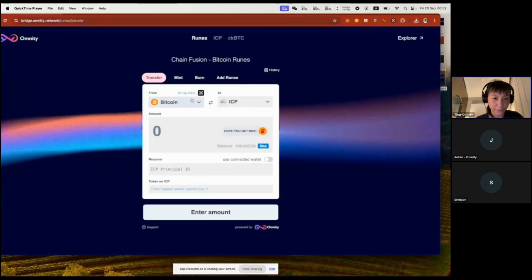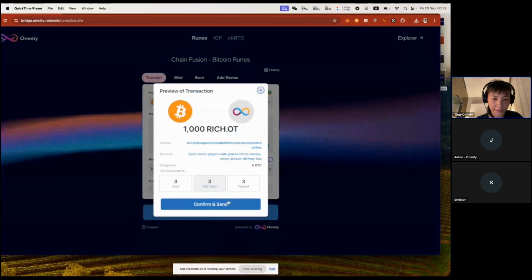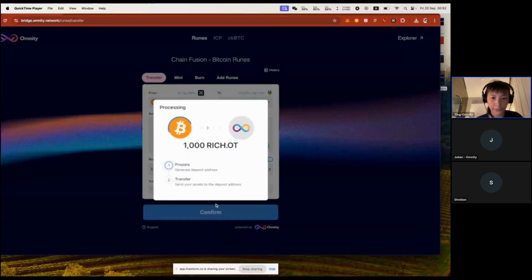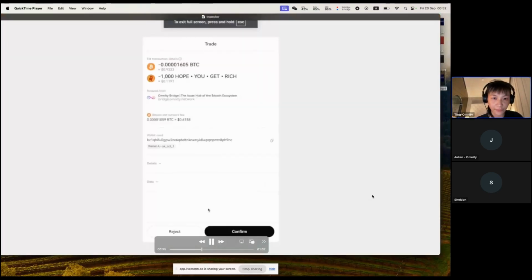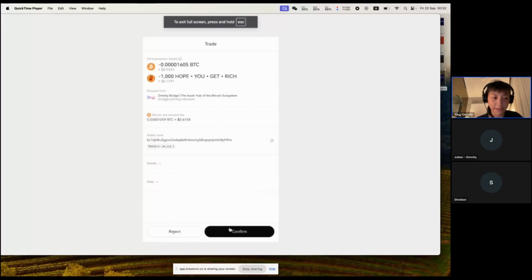And we will be bridging from Bitcoin to ICP, using OKX wallet and Plug wallet. We will put the amount on and hit confirm and choose the speed, the faster one, and go. So yeah, confirm with the cross-chain fee.